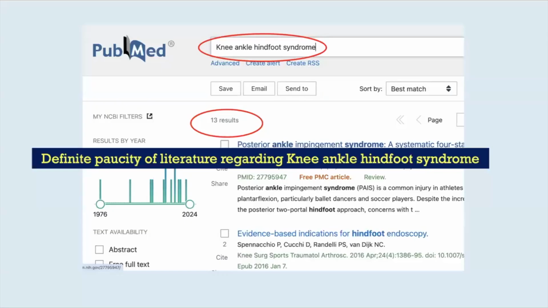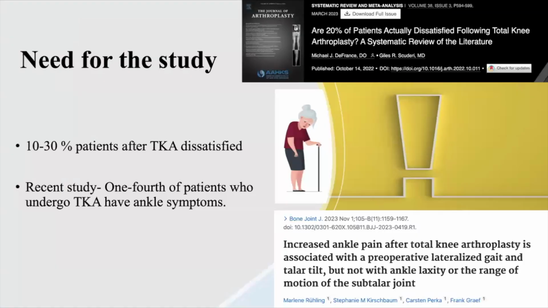We did a literature search, and there is definitely a paucity of literature regarding the knee-ankle-hindfoot syndrome. So what is the need for this study? We all know that around 10 to 30% of patients are dissatisfied following total knee arthroplasty, and we found that one fourth of the patients who undergo total knee replacement have some ankle symptoms. But we have to pick it up and examine clinically, and see whether the knee is contributing to the ankle, and how much we can rectify intra-op and post-op.